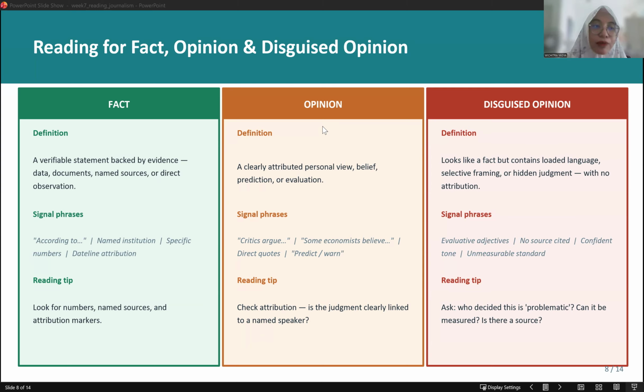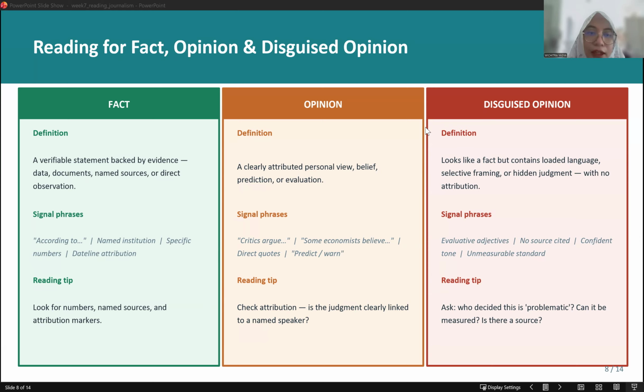A fact is a verifiable statement backed by evidence, data, documents, named sources, or direct observation. So that means if you have any numbers, or a named institution who publishes a report, or a deadline, attribution. So look for numbers, named sources, and attribution markers. So the sources are named. You know exactly who said it.